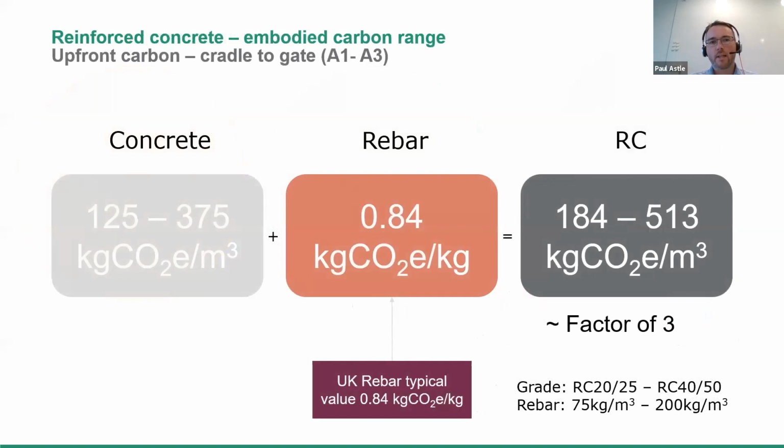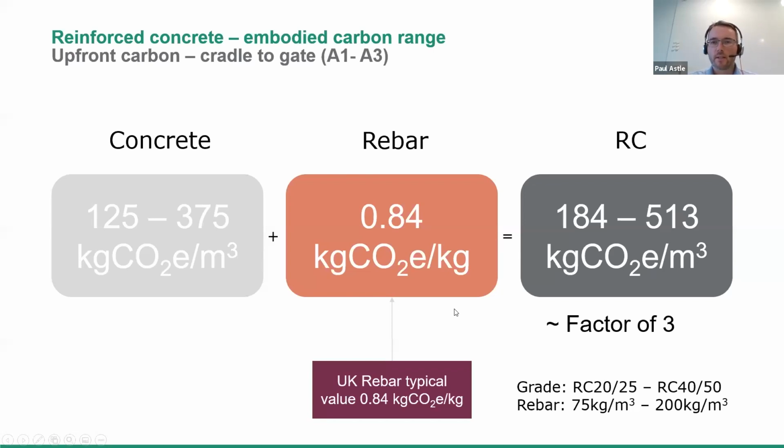Going into a bit more detail then about what kind of carbon you might expect to see in concrete and reinforced concrete, this is the sort of typical range you could expect at the moment, anywhere from 125 to 375 kilograms of CO2 per meter cubed. I've used meters cubed here because we tend to specify concrete by the cube. It just gets a bit confusing, but that's the right kind of order. And then obviously rebar is around 0.84.